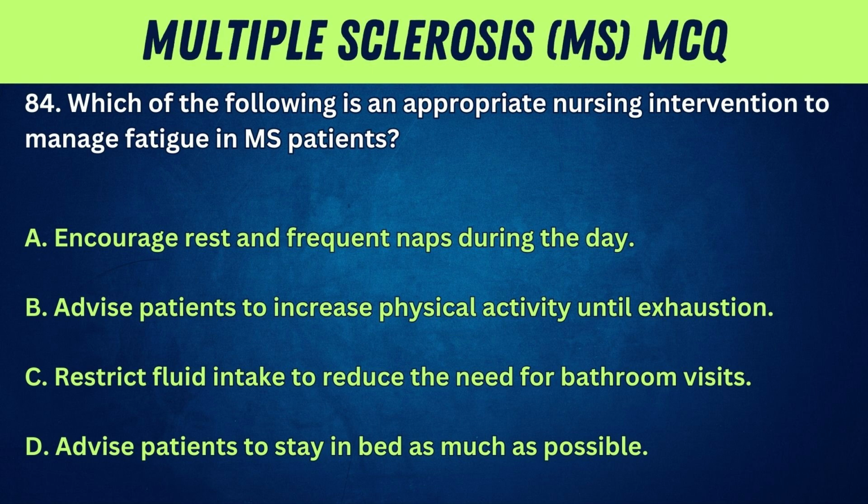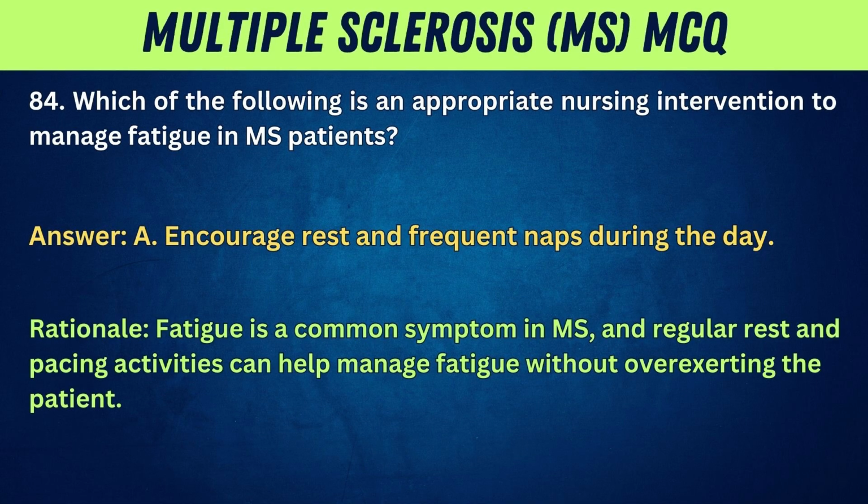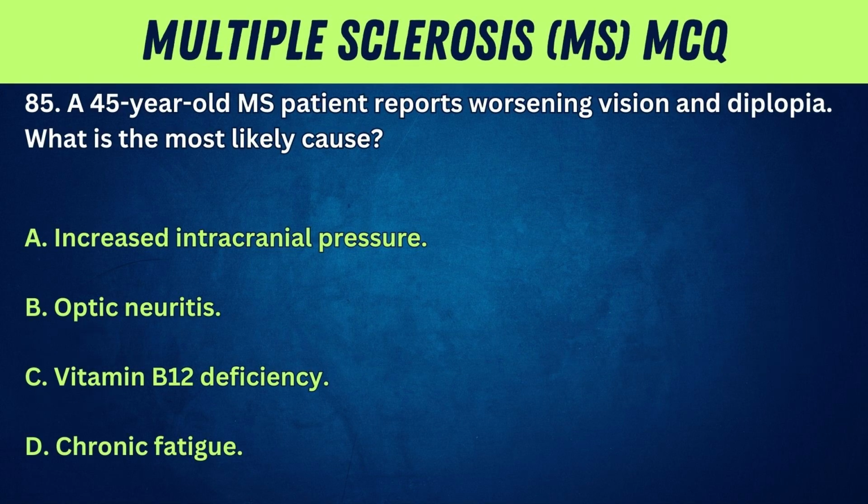A. Encourage rest and frequent naps during the day. B. Advise patients to increase physical activity until exhaustion. C. Restrict fluid intake to reduce the need for bathroom visits. D. Advise patients to stay in bed as much as possible. Answer: A. Encourage rest and frequent naps during the day. Rationale: fatigue is a common symptom in MS, and regular rest and pacing activities can help manage fatigue without overexerting the patient. 85. A 45-year-old MS patient reports worsening vision and diplopia.